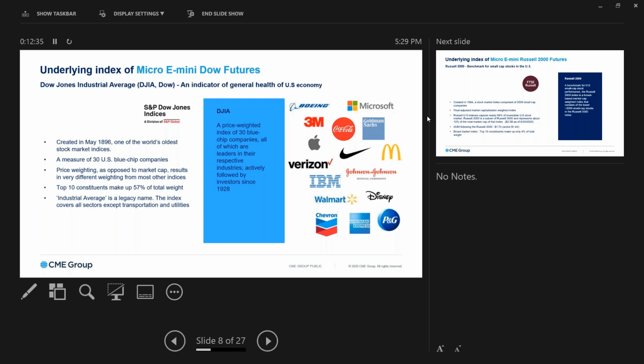But for now, it's more of an indicator of the general health of the U.S. economy. Why do we say that? Because the index provider is actually the same as for the S&P 500. They got merged, so now S&P Dow Jones is calculating this Dow index, but they wanted to pick really 30 blue chip stocks which can well represent the United States.